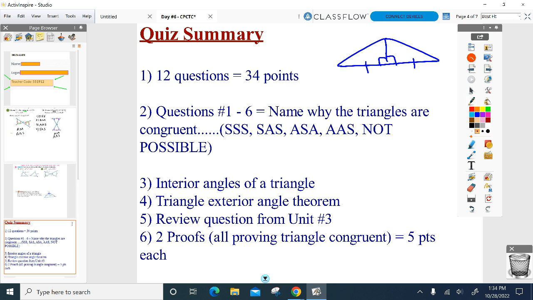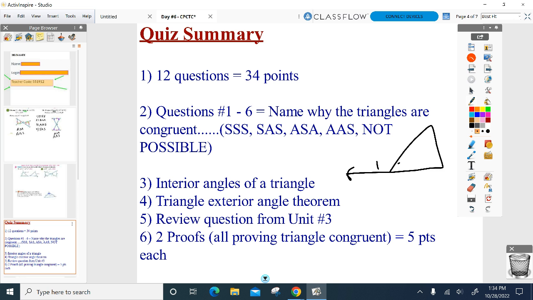Interior angles of a triangle add to 180, even if I have a triangle within a triangle within a triangle. All the triangles in this diagram add up to 180. They're interior angles, so keep that in mind. What do I mean by the triangle exterior angle theorem? Angle 1 is equal to what? Angle 3 plus angle 4, the remote interiors. Yep, there'll be a question there.